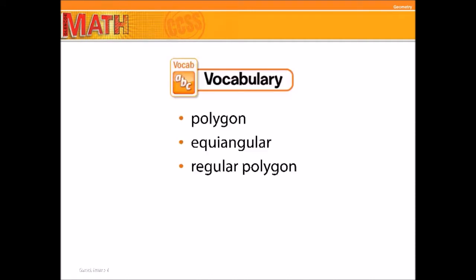First, let's take a look at our vocabulary. A polygon is a simple closed figure formed by 3 or more line segments. The segments intersect only at their endpoints. A polygon that is equilateral, meaning all sides are the same length, and equiangular, all angles have the same measure, is called a regular polygon.